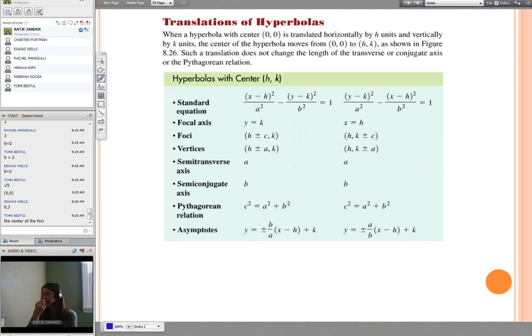All right, here's the chart that you'll probably want to copy down now. Here is the chart where your center is at (h, k) instead of at (0, 0). Notice the foci and the vertices change a little bit, as well as your asymptotes. They take into consideration the h and the k instead of just having (0, 0).